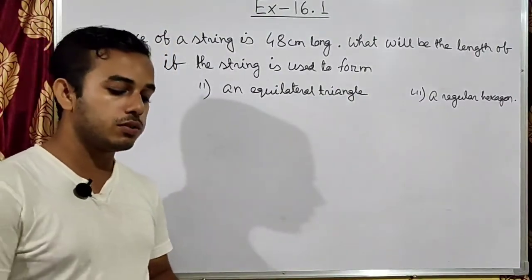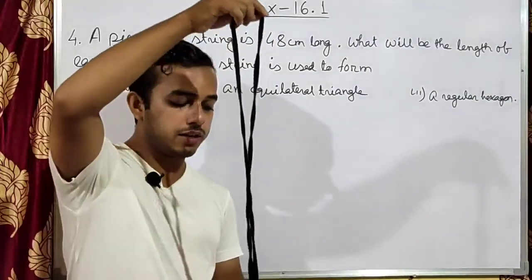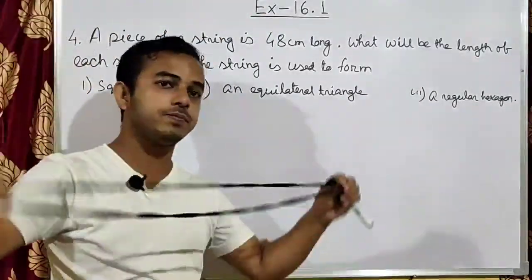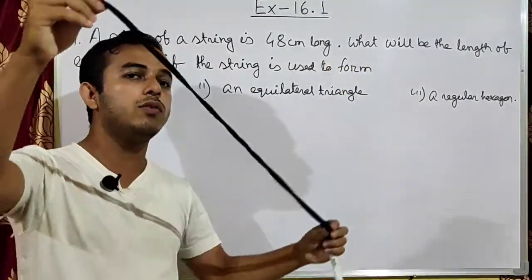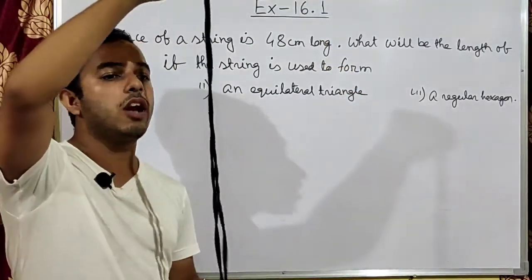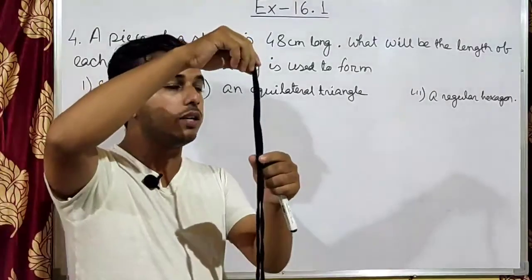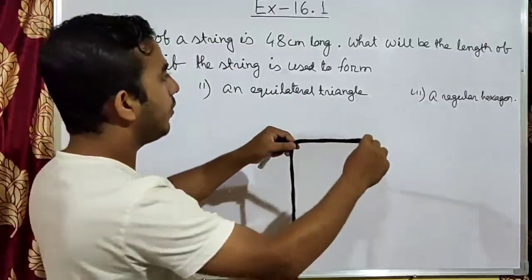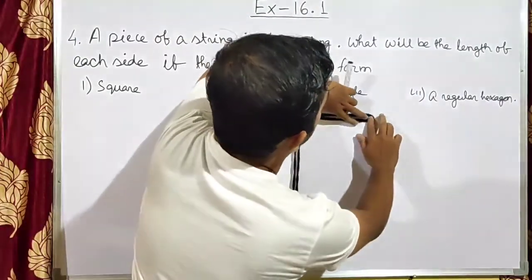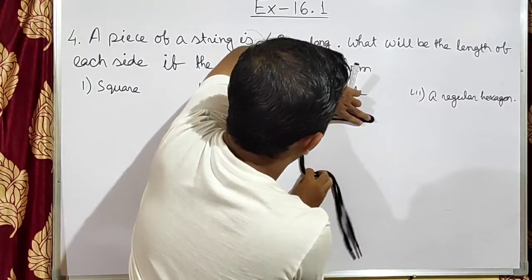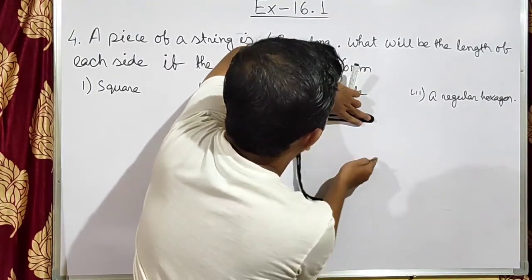Consider this is our required string. Now if we consider this length is 48 centimeter, and now if we make a square, for example like this, if we make a square, clear?